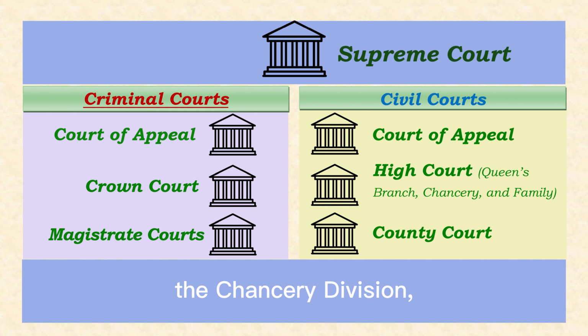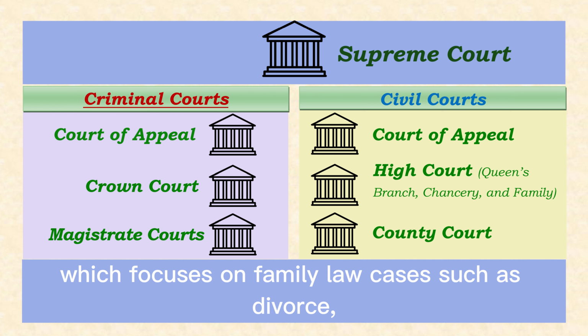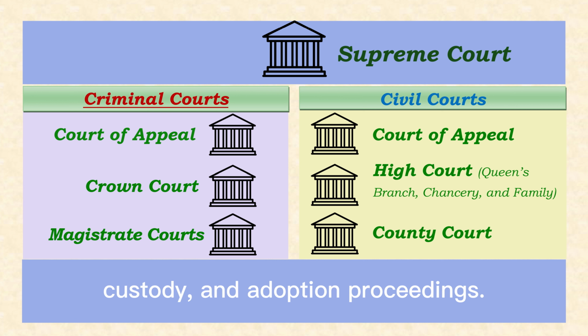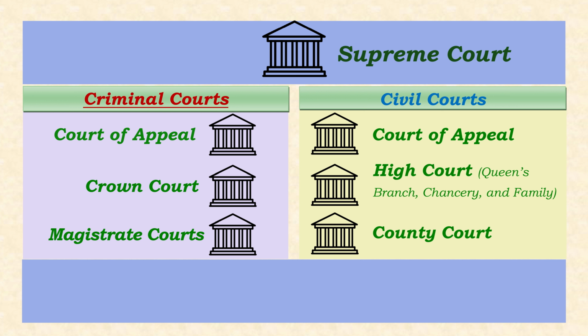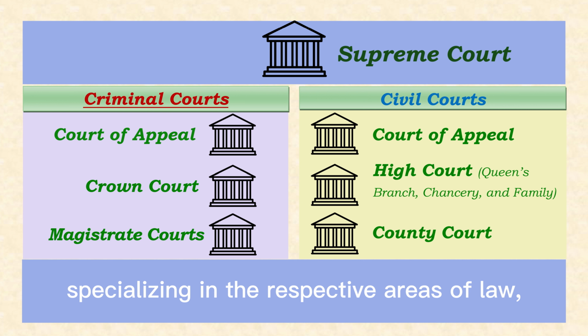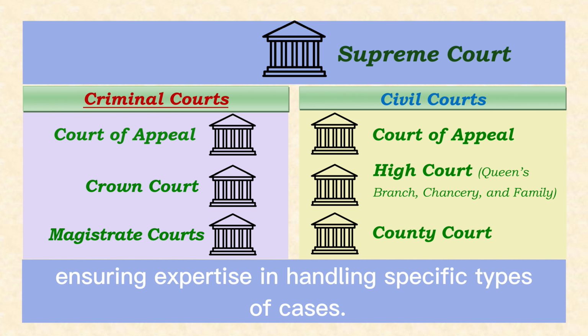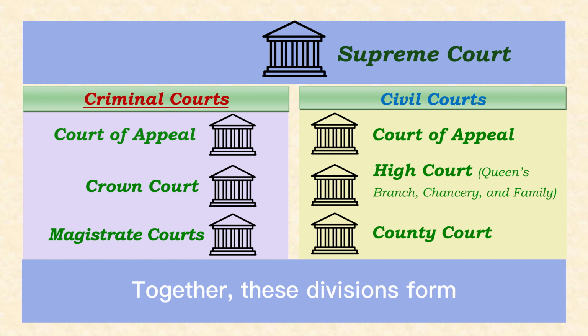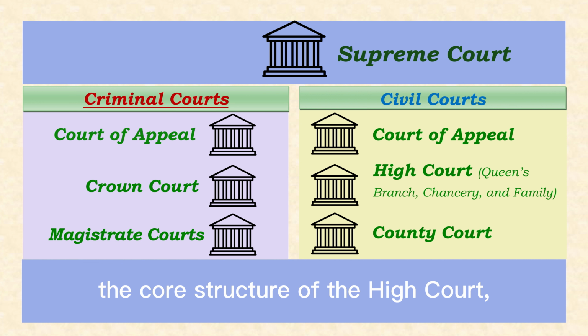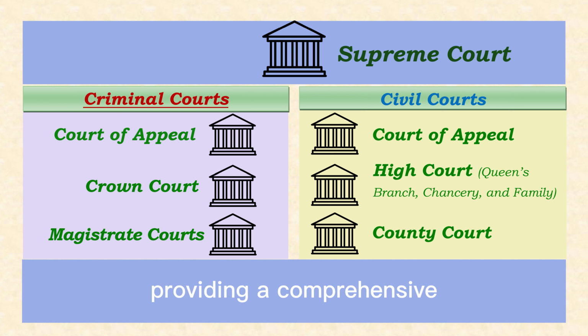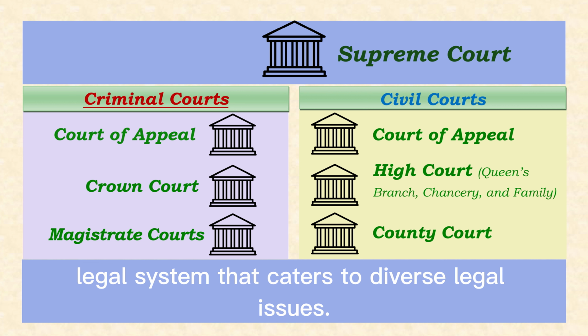the Chancery Division, handling financial disputes, trusts, and property matters; and the Family Division, which focuses on family law cases such as divorce, custody, and adoption proceedings. Each division has judges specializing in the respective areas of law, ensuring expertise in handling specific types of cases. Together, these divisions form the core structure of the High Court, providing a comprehensive legal system that caters to diverse legal issues.